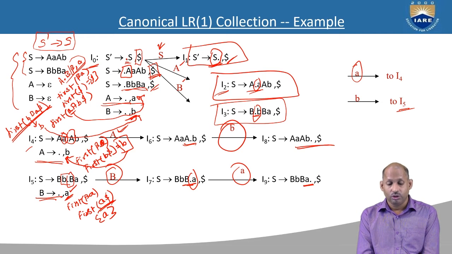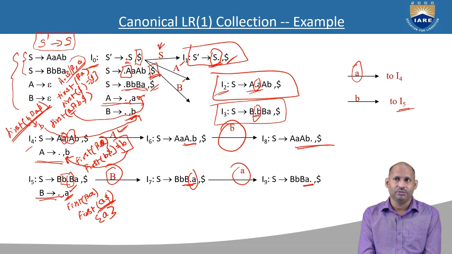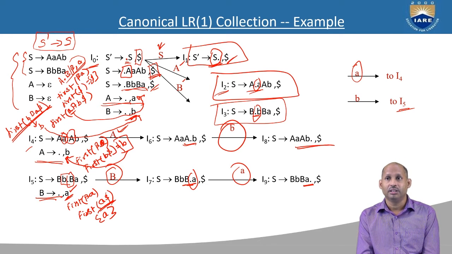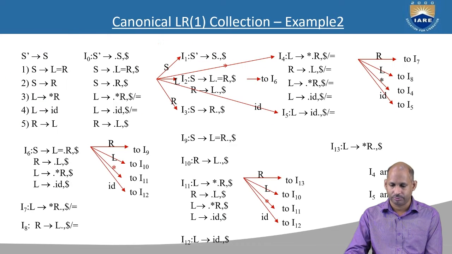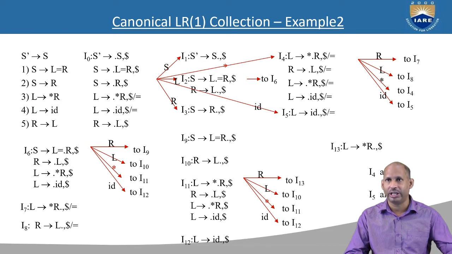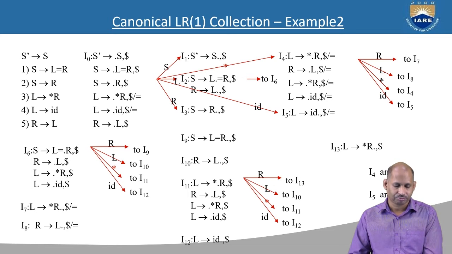If you observe, all the productions in the grammar reached dot at the end. So it is a completion of the construction of the DFA groups or closure groups on this grammar. We'll see one more example. Right?